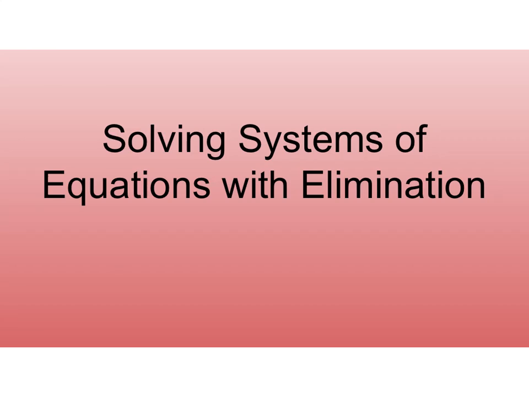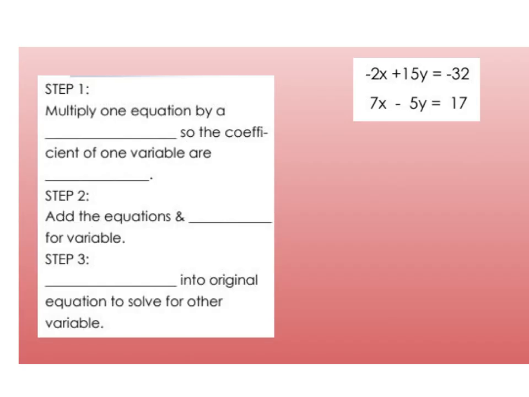All right, ladies and gentlemen, we're going to look at solving systems of equations with elimination yet again. Today is going to be day 2 of this, so we're going to elevate it just a little bit. In this case, our process is to multiply one equation by a factor so the coefficients of one variable are opposites. Let me show you what I mean by that.